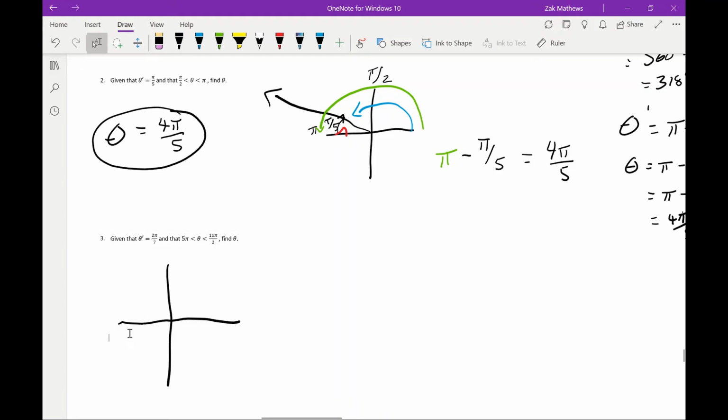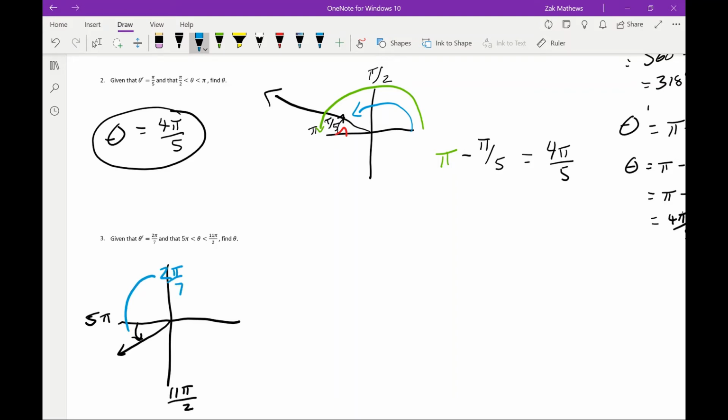Well, we know this is pi, 2 pi, 3 pi, 4 pi, 5 pi. So 5 pi would be over here, and then 11 pi over 2 is 5 pi plus another pi over 2, which would be down here. So what we can see is we are going to need to be in that third quadrant. So 2 pi over 7 is how much I'm coming off of my x-axis by into that third quadrant. This amount right there, draw it out, is 2 pi over 7.